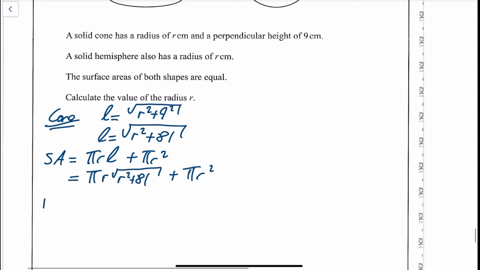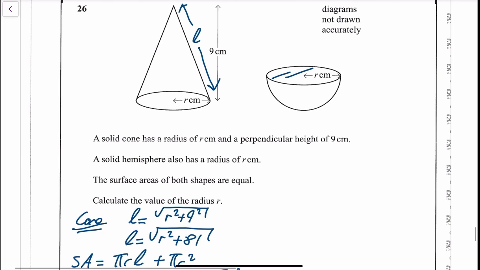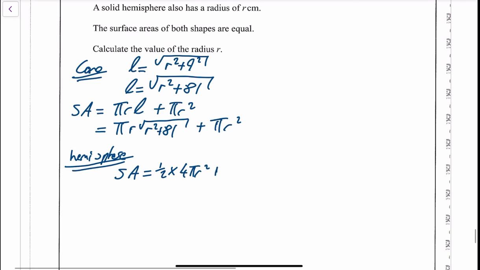All right, for your hemisphere, the surface area of a whole sphere is given to you. It's 4 pi r squared. So half of that is going to be a half times 4 pi r squared. But you've also got this circular area on the top, so you've also got pi r squared. So that's going to be 2 pi r squared plus another pi r squared. That's 3 pi r squared.